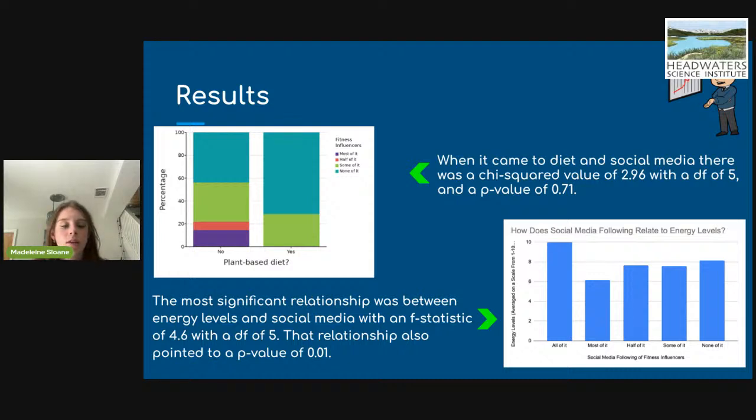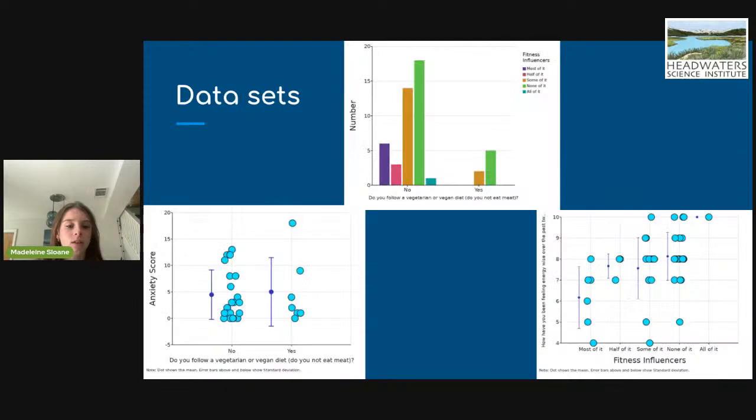The most significant relationship that we found, which was honestly so surprising but makes sense when I look at it now, is the relationship between energy levels and social media intake. We used an ANOVA for this, which is kind of like a t-test, but it's testing more variables. I got an F statistic of 4.6, which is really close to 5, and a p-value of 0.01, which, since it's really low, shows that there is a really significant relationship.